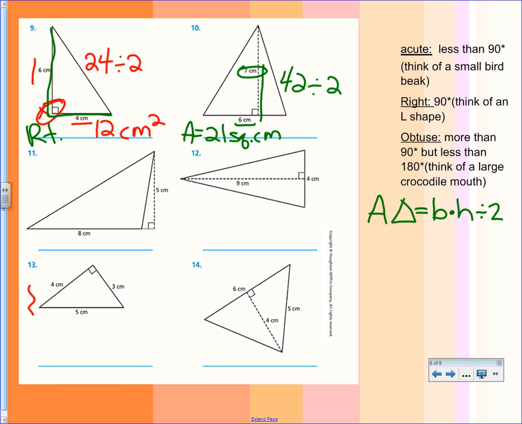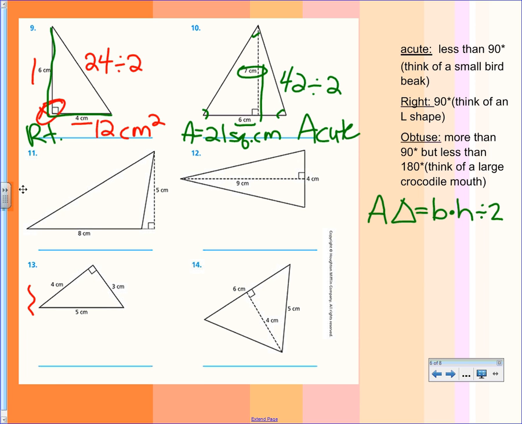But now, what kind of triangle would this be? It's not that perfect L, because that would be on the edge for me. So I know it's not right. It's not this huge big angle. This must be an acute, because it's kind of that small angle. It's got all these little itty bitty angles. All right, let's look at 11.